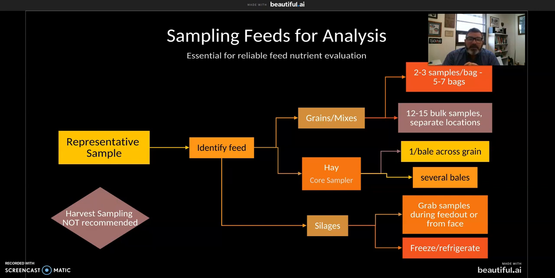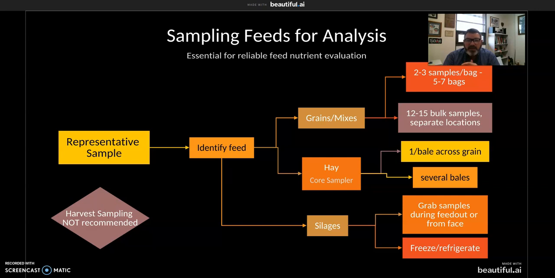If we look at sampling hay, then you utilize what we call a core sampler. Some of those are cordless drill driven. Some of them are just push probes. Some of them are hand crank, whatever you like. But basically, 1 sample per bale and going across the grain of the bale so that the stem doesn't bind up into the sampler.